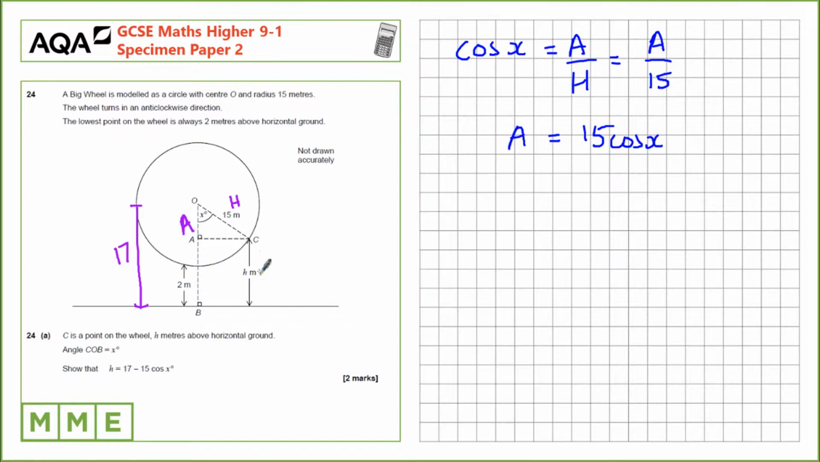Next, we need to figure out what h is. If we know that 17 is the full length and this side is 15 cos x, we can take h as 17, take away the smaller length here, 15 cos x. That's our 2 marks.